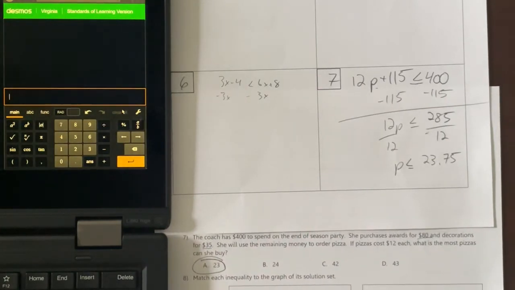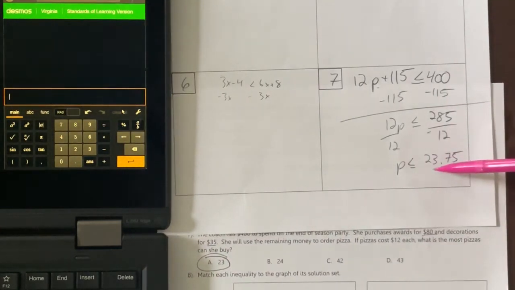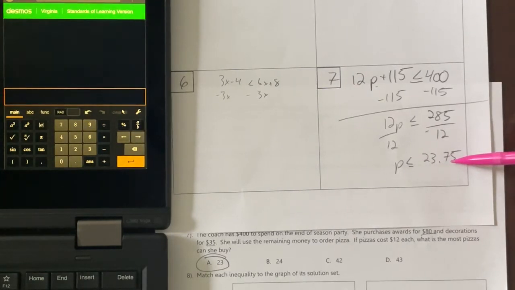So again, make sure that you see that key part. Since our value is at most 23.75, we couldn't go up to 24, and so we could at most buy 23 and maybe leave a little bit for the tip for delivery.